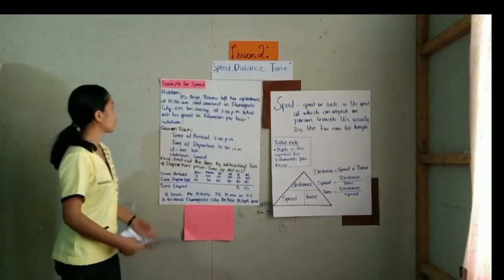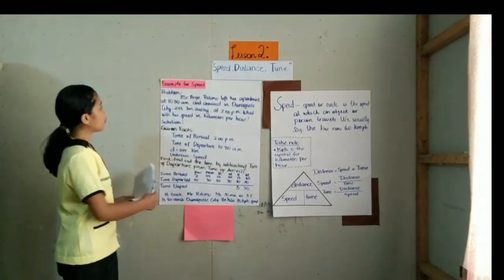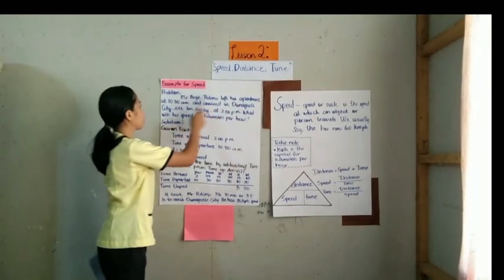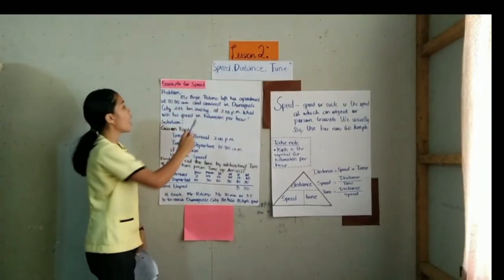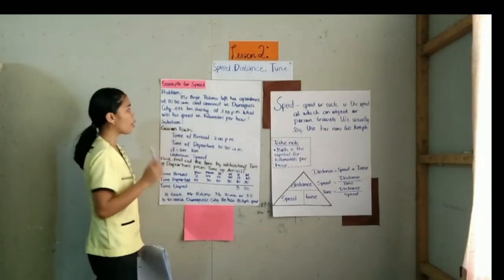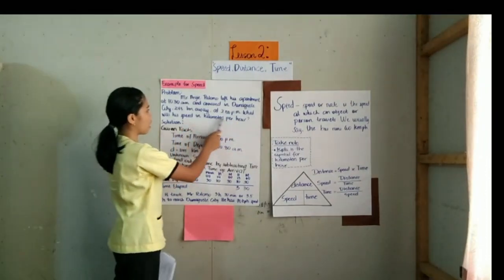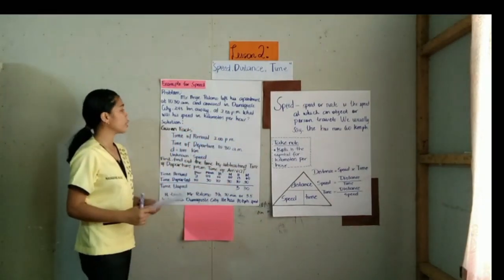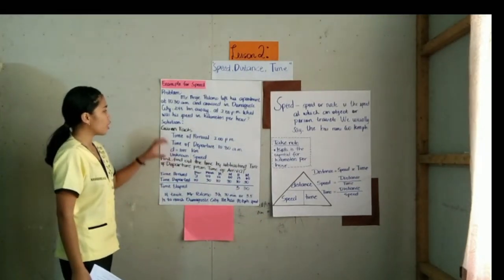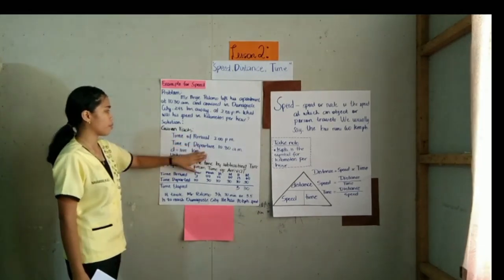So we have here the example of speed. The problem is: Mr. Argy Palomo left his apartment at 10:30 a.m. and arrived in Dumaguete City, 245 km away, at 2 p.m. What was his speed in kilometers per hour? In this situation, we have to record the time of arrival and the time of departure.